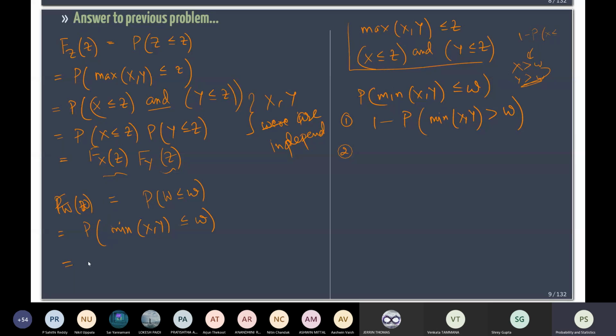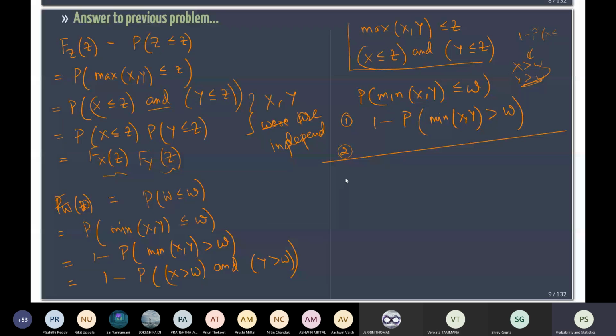Okay, we got this, right? So let us write it here. So this is 1 minus P of minimum of X, Y greater than W. So we took the complement. So that's what the probability says. And then what we found here is 1 minus the probability that the minimum is greater than W, meaning individually they are greater, right? So X greater than W and Y greater than W. Done.